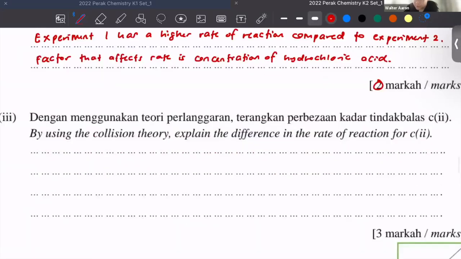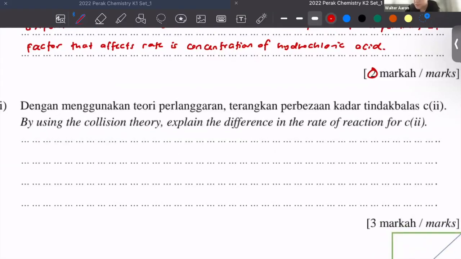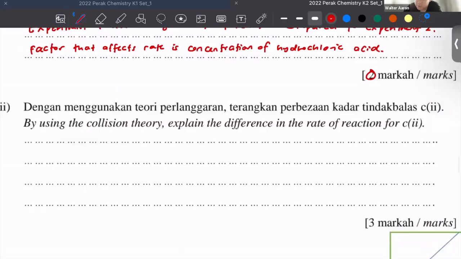And then for the third one over here, by using collision theory, explain the difference in the rate of reaction for C2. So in terms of collision theory, you must answer how concentration affects it. You say that a higher concentration results in more reactant particles, then it results in more collisions between the particles, which will then increase the number of effective collisions, which then will allow more products to be formed in a shorter period of time.